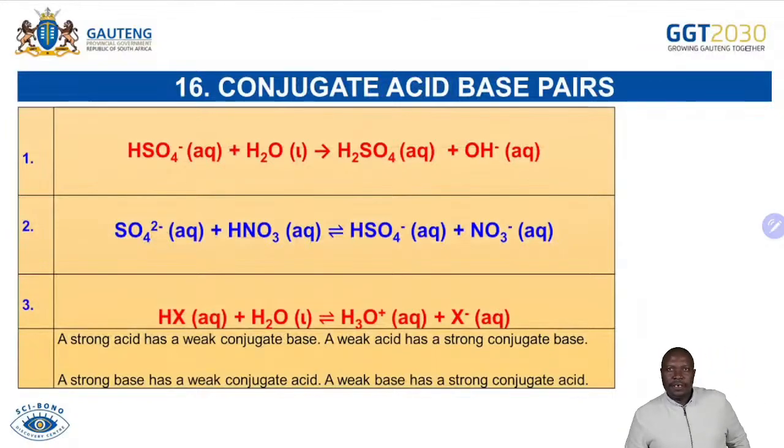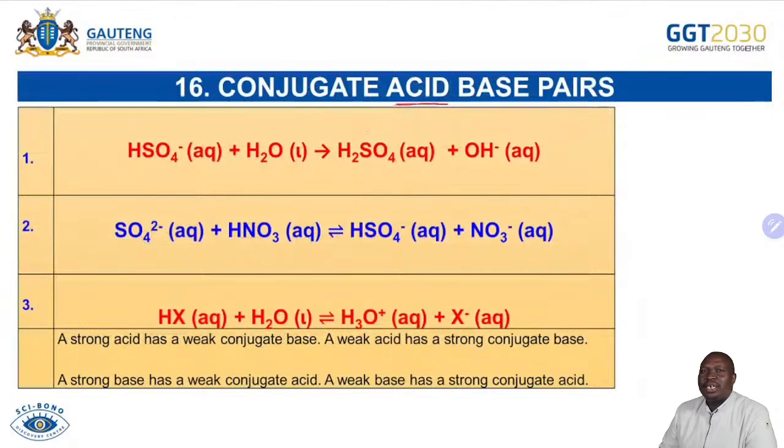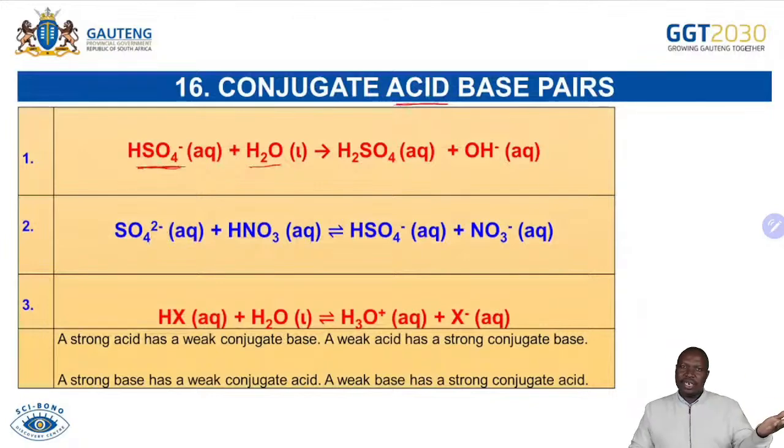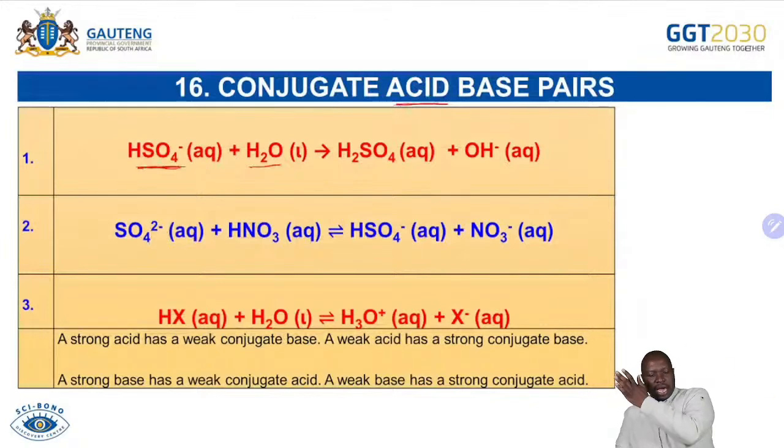Now, let's do the activity. This one is based on conjugate acid and base pairs. Now, remember a conjugate is a look-alike. So if you are having HSO4 minus here, is it an acid or a base? Remember, on the reactant side we have the acid reacting with a base, and on the product side we must get a conjugate acid and a conjugate base. So all the time on the left, we'll have an acid reacting with a base, or a base reacting with an acid, to form a conjugate acid and a conjugate base.